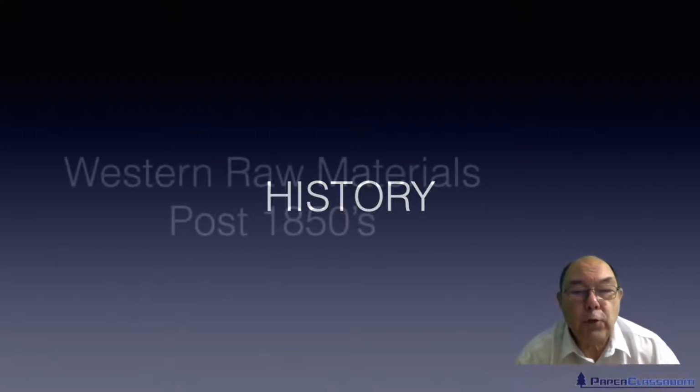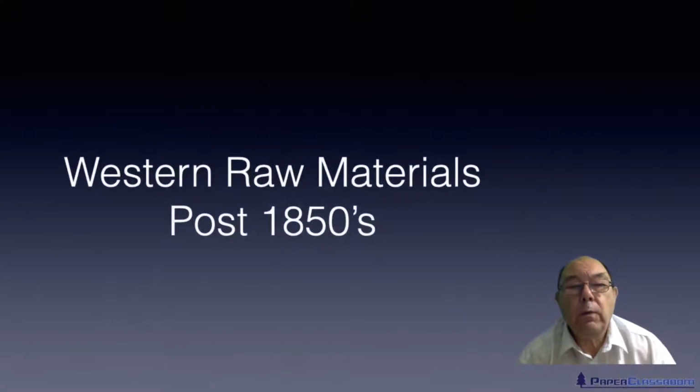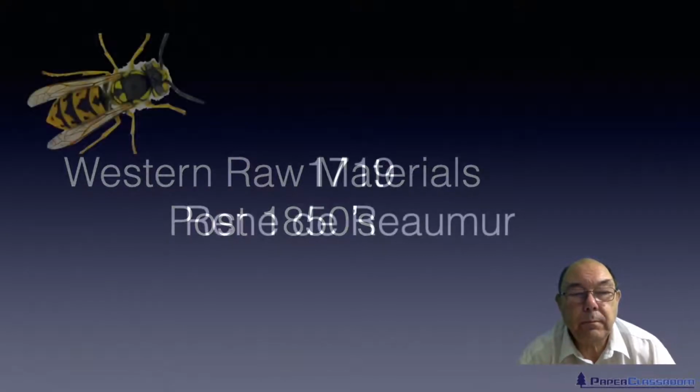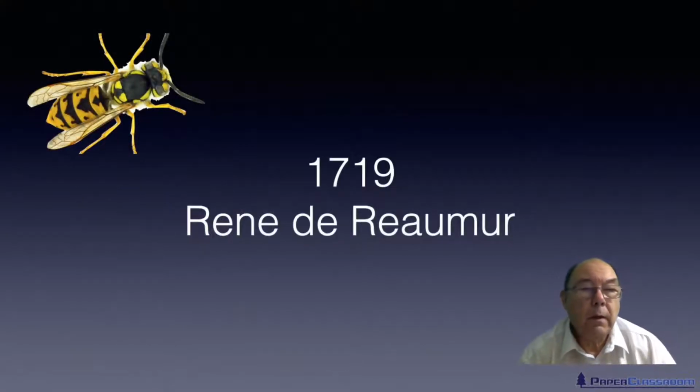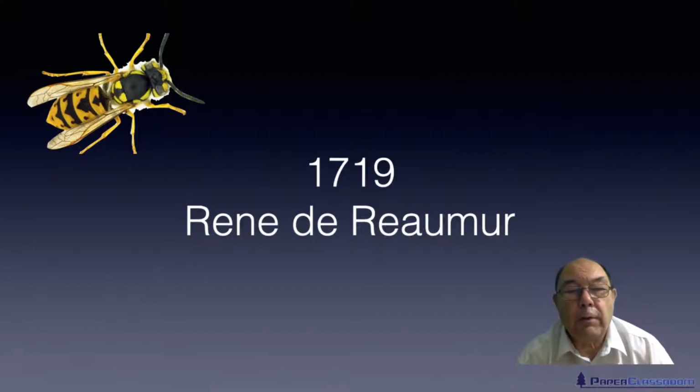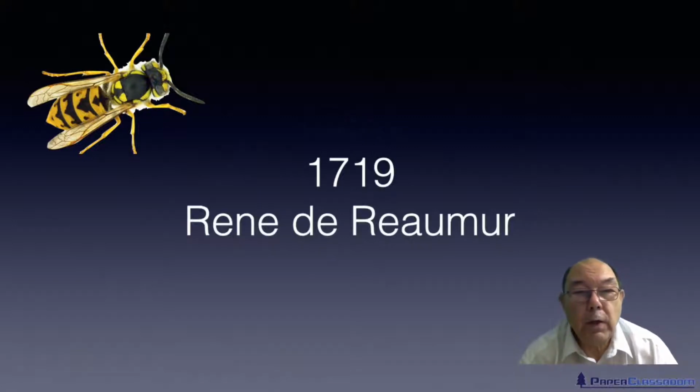In this particular history tutorial we're going to talk about Western raw materials after about the 1850s. Just to carry on where I left off in the previous video, we did mention that René de Réaumur in 1719 observed wasps biting chunks out of trees, chewing them up and spitting them out to make these very neat paper wasp nests. And he commented, maybe one day we'll be as good as the wasps and we may be able to make paper from trees. Well, his wish came true.